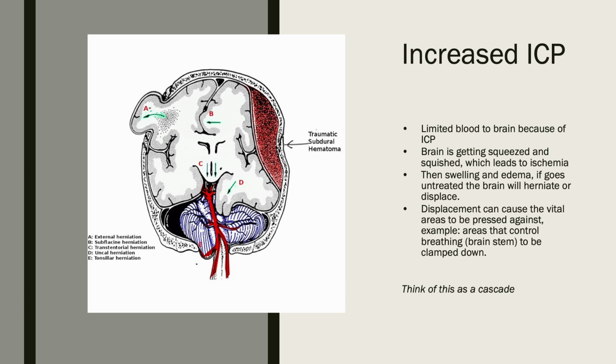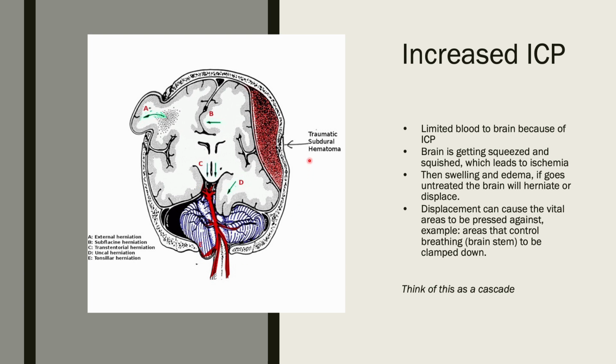Increased intracranial pressure limits blood to the brain. The brain is getting squeezed and squished, which leads to ischemia. Then swelling and edema occurs, and if this goes untreated, the brain will herniate. Do you see that? Or be displaced. It will totally shift, okay? Now, displacement can cause the vital areas to be pressed against. Examples are areas that control breathing, like right here in the brainstem. Look at that right there. It causes that to be clamped down. So just look at this and think of it more as a cascade, okay?